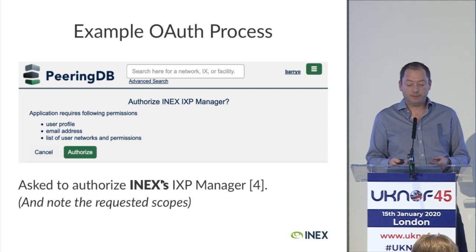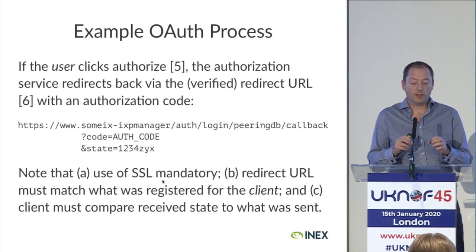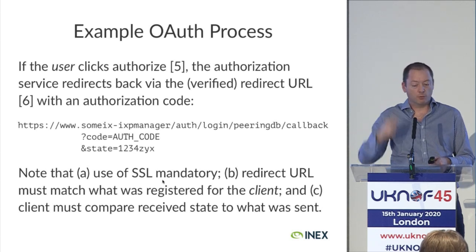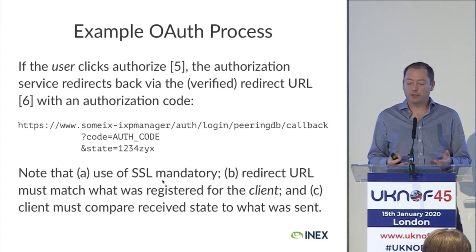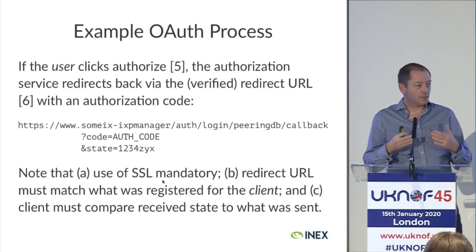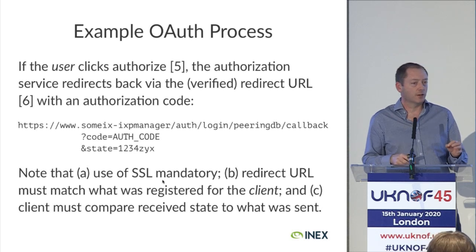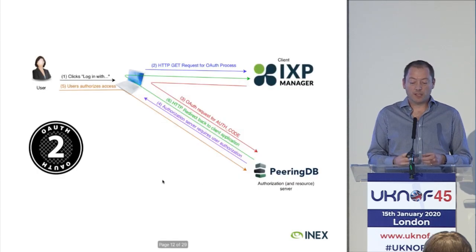If they click authorize on this, what happens is PeeringDB will create an Auth Code, and it will send that back with the redirect URL that we've already registered. So we're again bouncing the user back to IXP Manager with this extra piece of information, the Auth Code. Some things to know here: the use of TLS is mandatory, so the transaction is encrypted end to end. The redirect URL again has to match what we've registered with PeeringDB, and the client must check that state as well. That state also prevents CSRF, so cross-site request forgery attacks. So that's what that looks like.